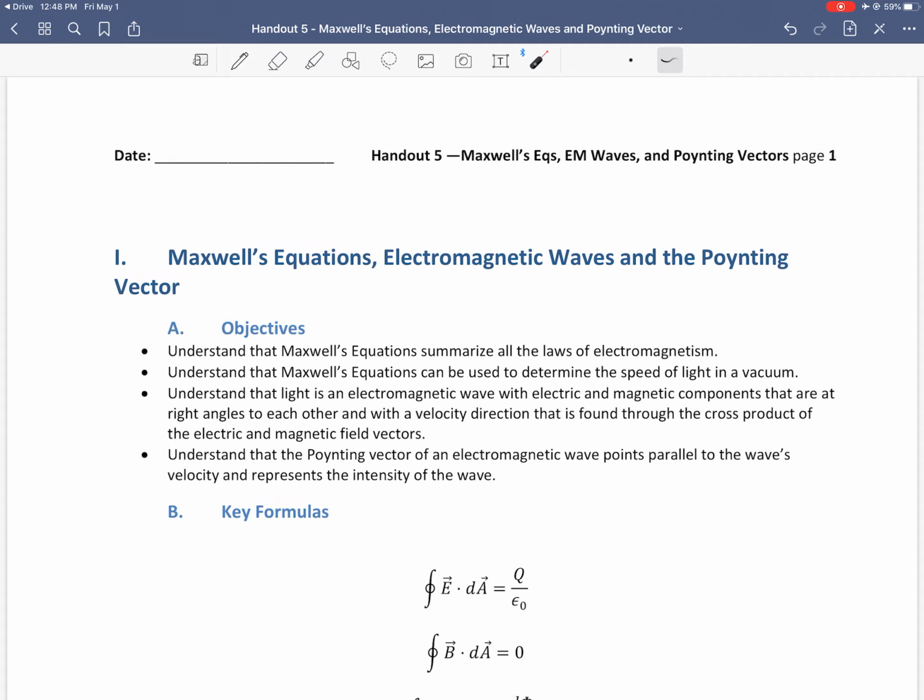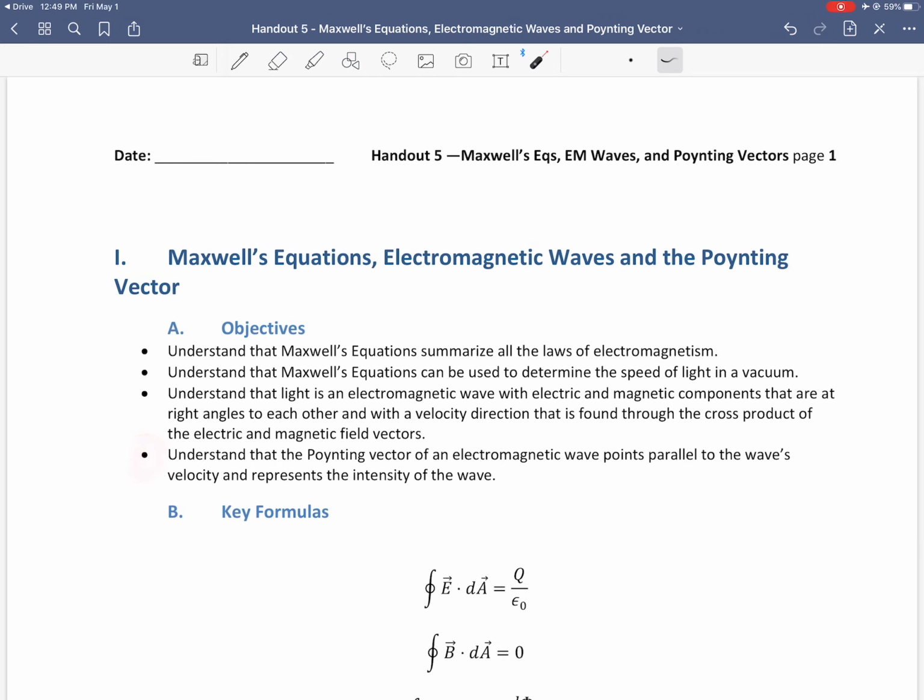Understand that light is an electromagnetic wave with electric and magnetic components that are at right angles to each other and with a velocity direction that is found through the cross product of the electric and magnetic field vectors. If you recall pictures of an EM wave, it has a perpendicular sinusoidal shape for the electric field, and then a sinusoidal shape for the magnetic field, and they're perpendicular to each other, and then along an axis that's perpendicular to both wave amplitudes is the direction of the wave itself. Well, it turns out that direction has a special name, and it's called the Poynting vector.